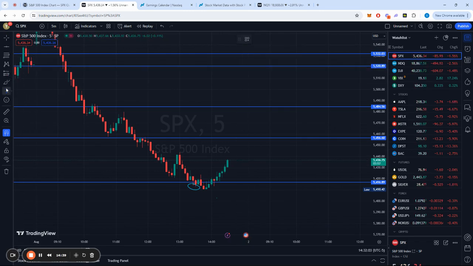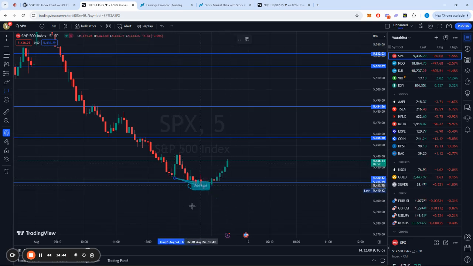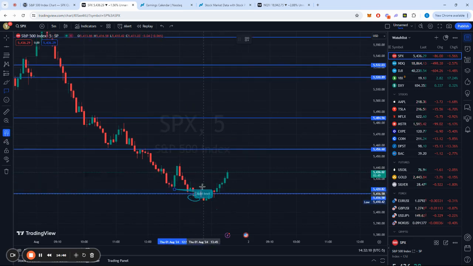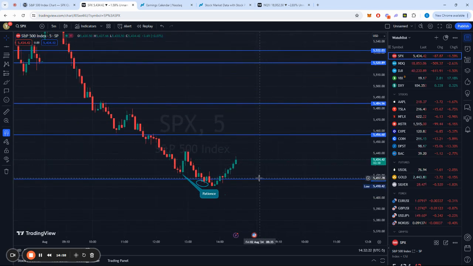How do I add text? Not from there. I want it right down here. And the text is patience. So as soon as we re-enter, depending on how this candle closes, the stop losses are being set. We're going to see if we can let the winner run a little bit. Patience is from right in here, patience.